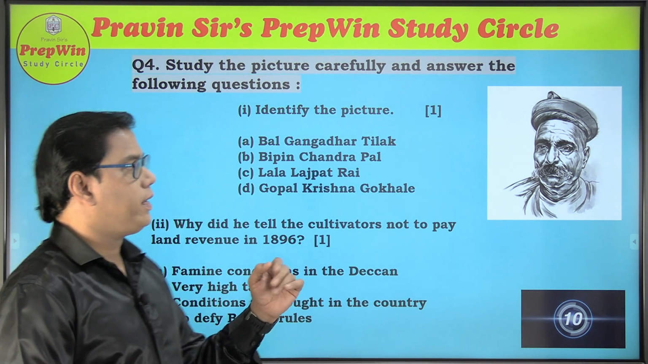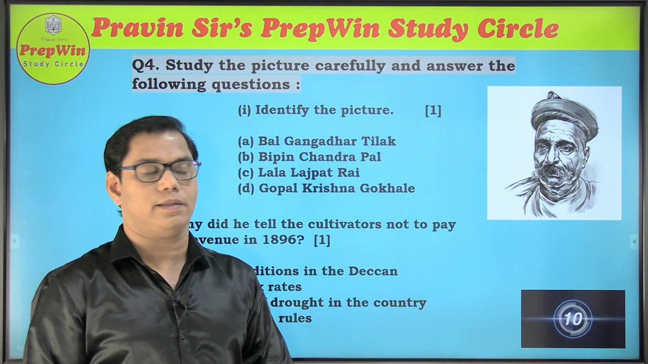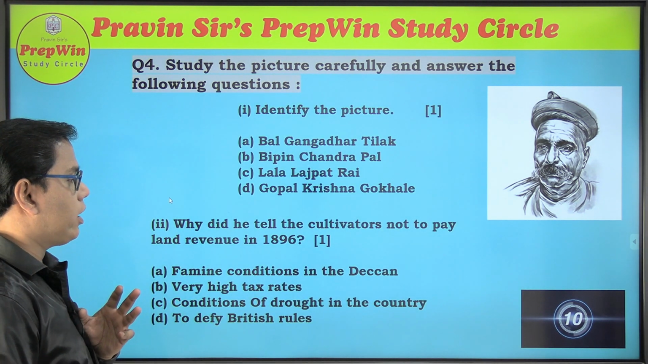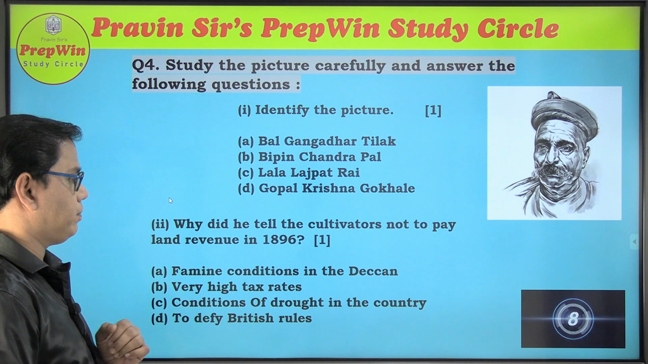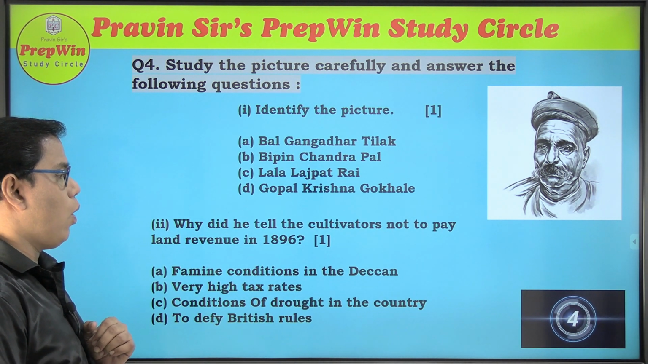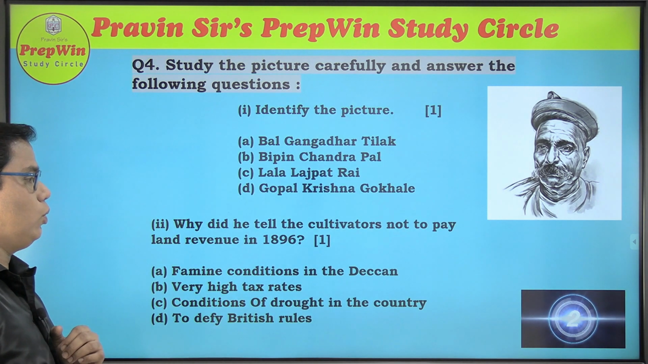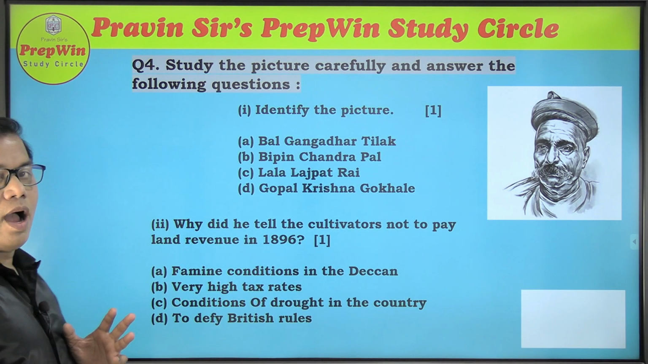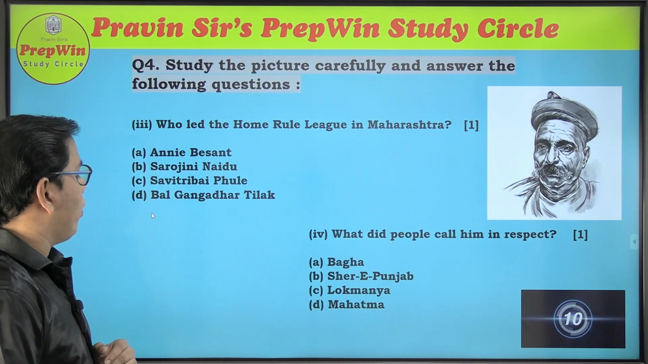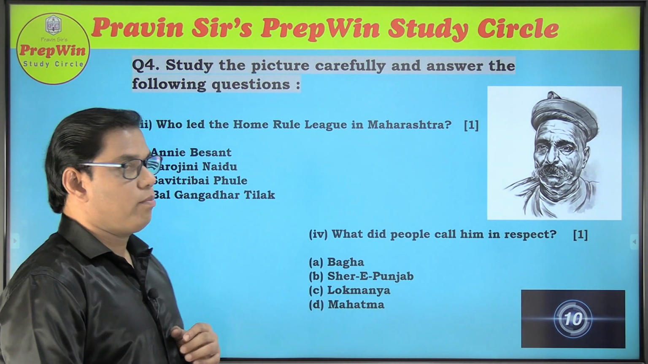Question number 4. Yes, this famous personality. Question number 1, question number 2, and here goes my timer. 5, 4, 3, 2, 1. Time up. Okay, and next question. Question number 3 and question number 4.